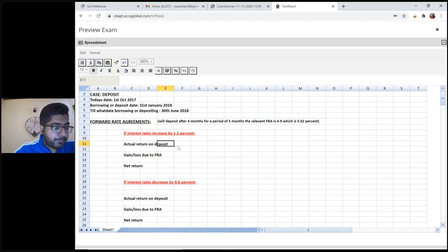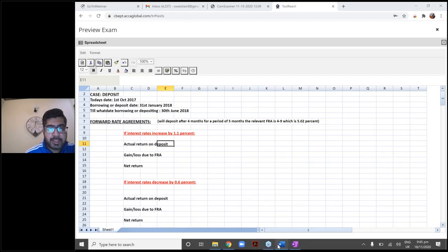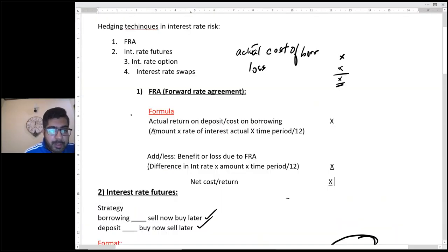Now let's start the working for FRA. If interest rates increase by 1.1%, let's just make a calculation. Actual return on deposit. Now, how do we get actual return on deposit? Go to the formula sheet. Actual return on deposit is the amount into rate of interest into time period over 12.